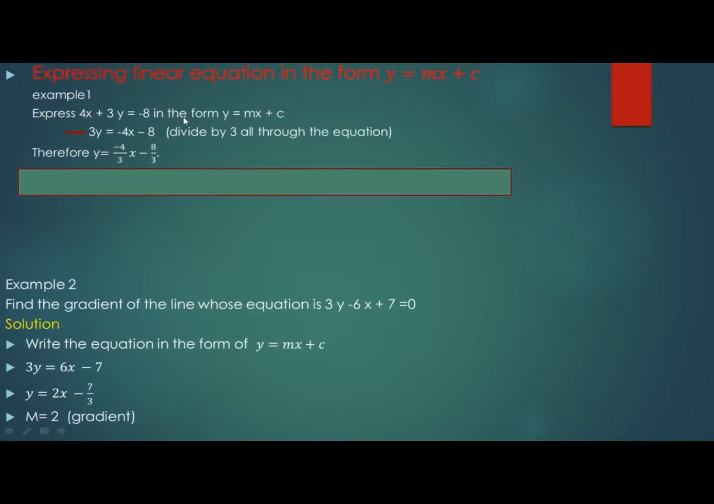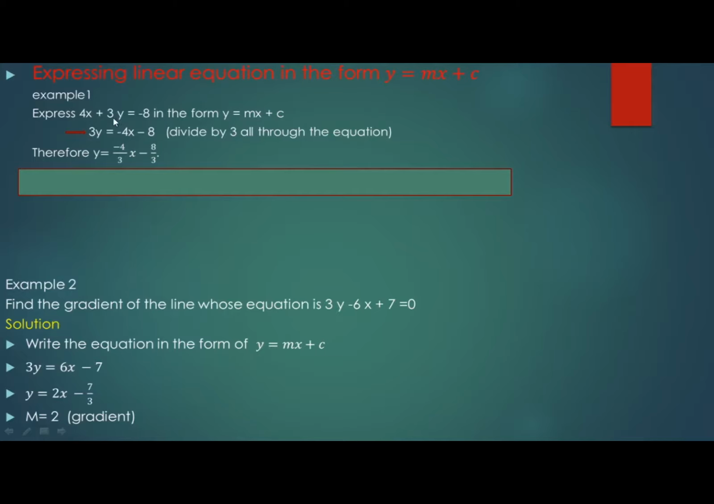How do we express a linear equation in the form y equals mx plus c? Example, express 4x plus 3y equals negative 8 in the form y equals mx plus c. The only thing you need to know here is to rearrange the equation in the form y equals mx plus c, whereby y has no coefficient and x has a coefficient of m. So you ensure that your equation is in that form. How?